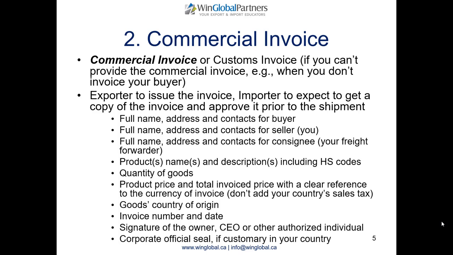So the commercial invoice, or customs invoice if you can't provide the commercial invoice, is the one where you specify the details of the products as well as the product's price. You should also put the full name, address, and contact information of both buyer, seller, and also the consignee, your freight forwarder or the shipping company. Other than that, the commercial invoice is very similar to the domestic invoice. Make sure that the price is indicated in Incoterms format and also in the appropriate currency, because it may not necessarily be in the currency of your country.